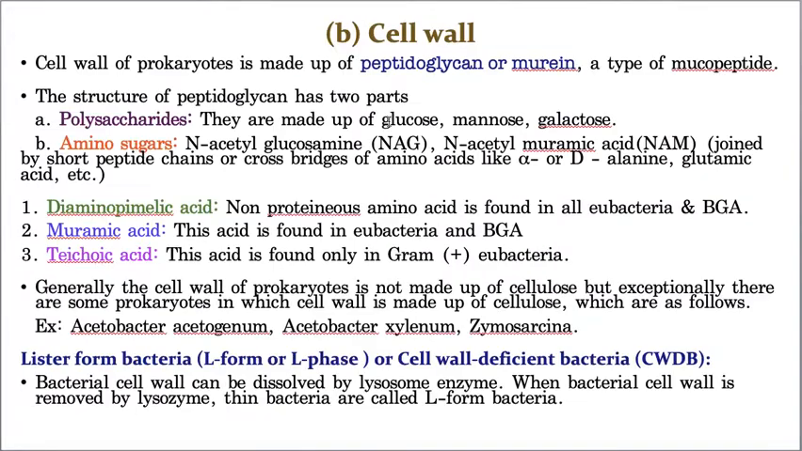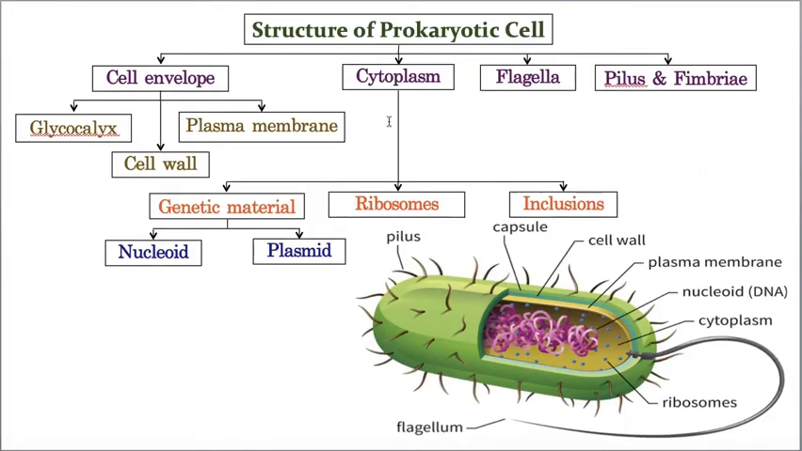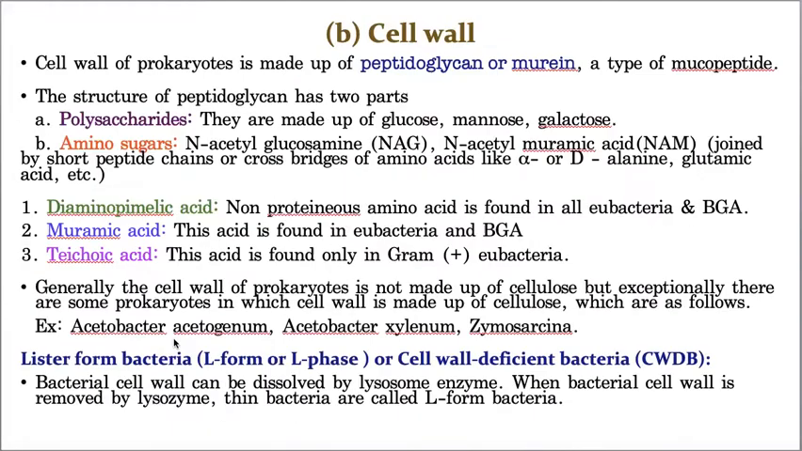Okay. Now the second layer, what is the second layer? If you want I'll show it also. The cell envelope consists of glycocalyx, cell wall and plasma membrane. Till now I discussed glycocalyx. Now I am starting the second layer, which is called the cell wall. Now let us go into the details. Yes, this is the cell wall. The cell wall of the prokaryote is made up of peptidoglycan, which is simply called murein.